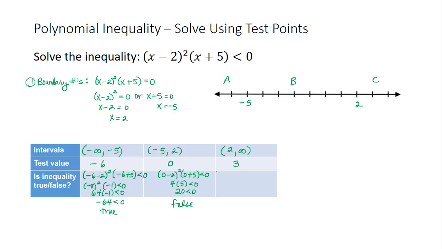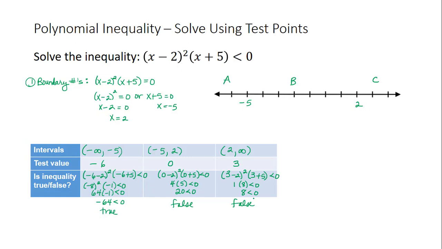In a similar fashion, we'll plug in 3. (3 minus 2) squared times (3 plus 5). Is that less than 0? 3 minus 2 is 1, squared is 1, times 3 plus 5 is 8. But that's 8, which is not less than 0.